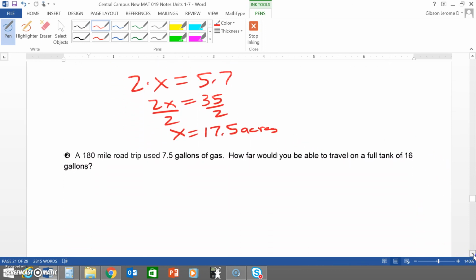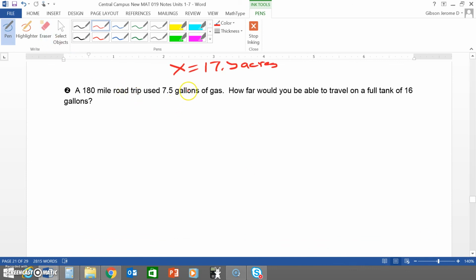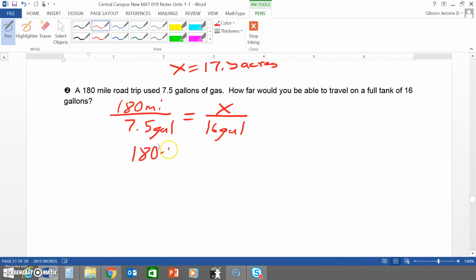Okay, now we come to number 2. A 180-mile road trip used 7.5 gallons of gas. How far would you be able to travel on a full tank of 16 gallons? So, 180 miles for 7.5 gallons of gas. And that would be equal to, we know the 16 gallons will go down here with the 7.5 gallons. And now we have x for the mileage. So we cross multiply. We have 180 times 16 is equal to 7.5 times x.